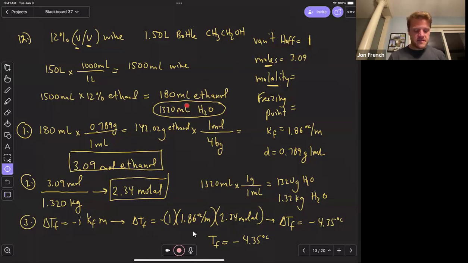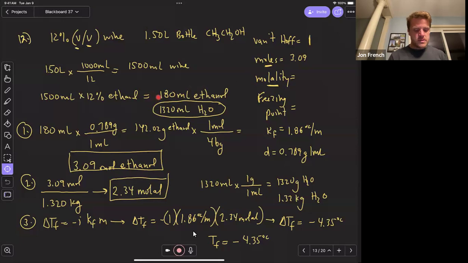I can use the density to find moles. 180 milliliters, they tell me it's 0.789 grams per milliliter. So I've got 142 grams of ethanol in that bottle of wine. Ethanol is about 46 grams per mole. So I divide that to get about 3.09 moles of ethanol.